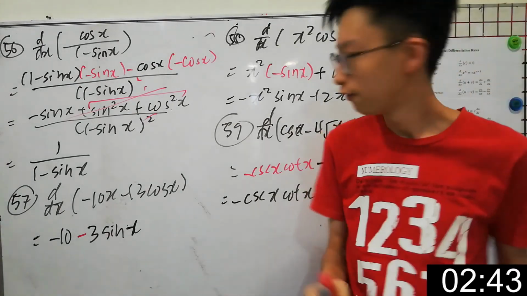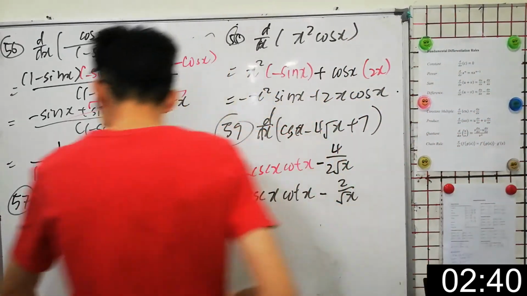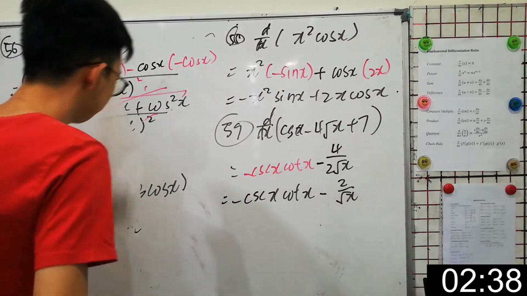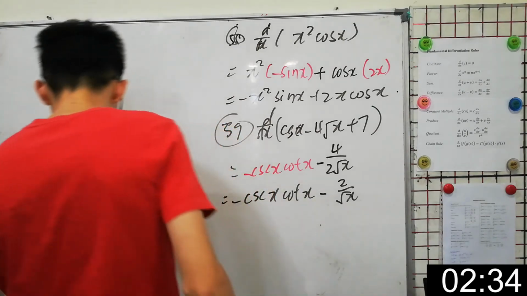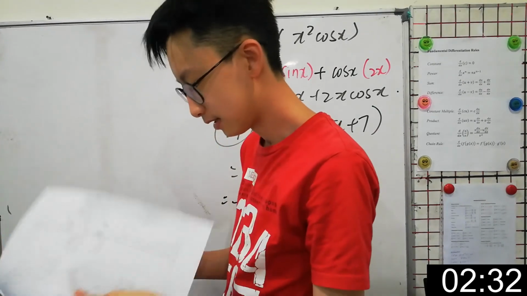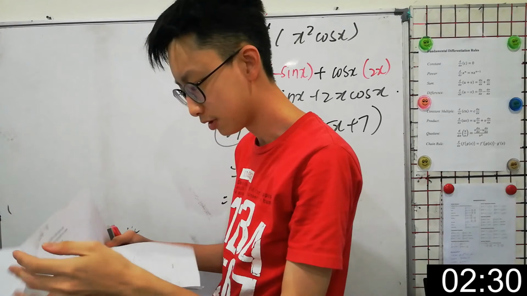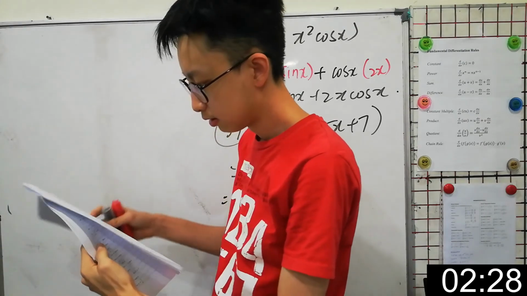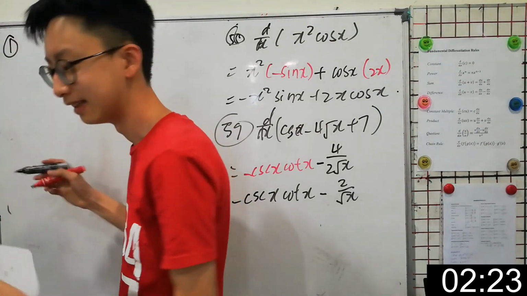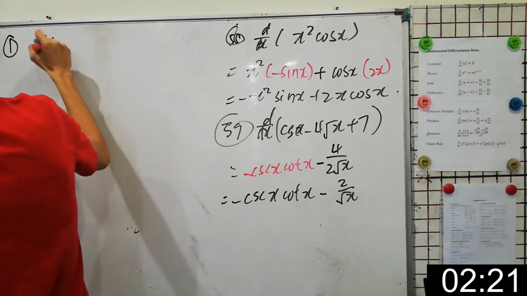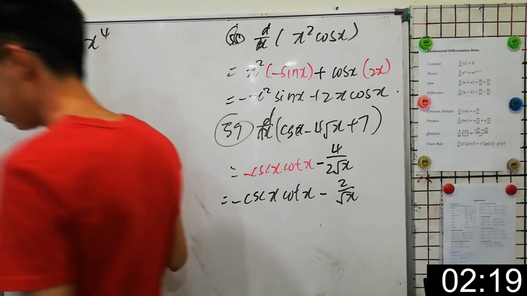Okay, so for question 60, why don't we try first principle? Let's end this year with a first principle of derivative. So maybe we pick an easy question. We pick from question number 1. We do question number 1 again, but this time we try to do it using first principle.